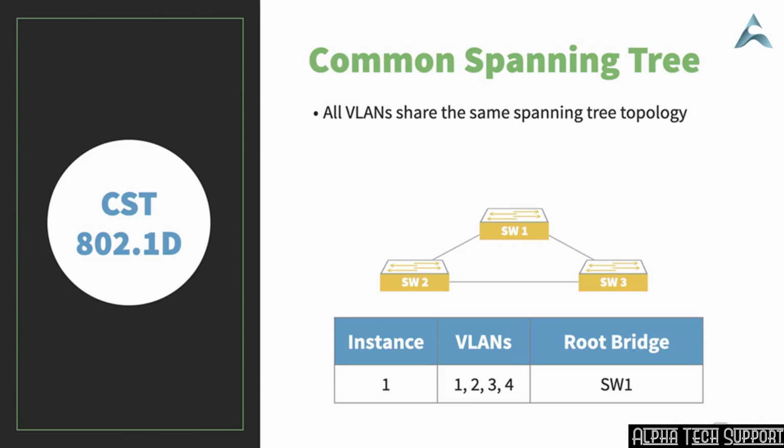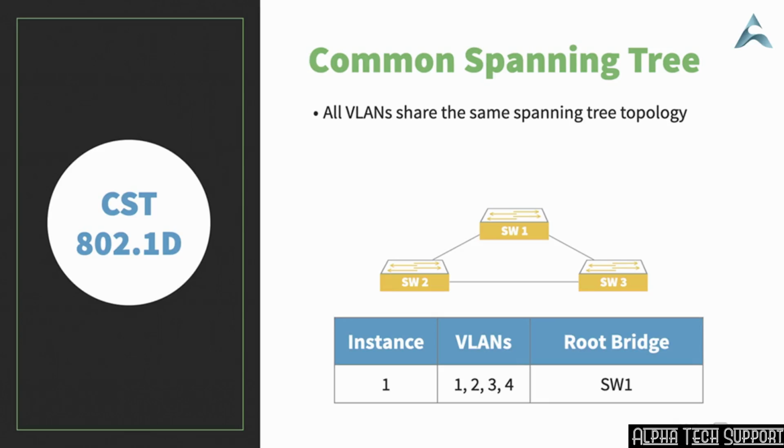if I have several VLANs flowing on trunk connections between these switches, all those VLANs will be using the same spanning tree topology. They all see the same switch as their root bridge. That might not be optimal though. Here, let's pretend we have 4 VLANs, VLANs 1, 2, 3, and 4, and we only have one instance of spanning tree topology. They all share this one instance where SW1 is the root.